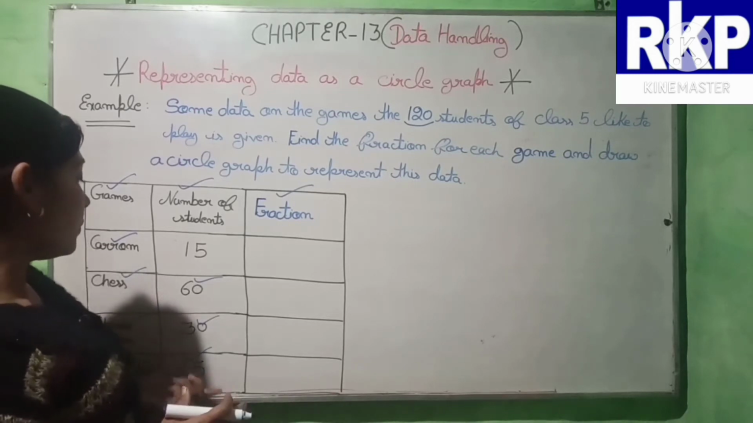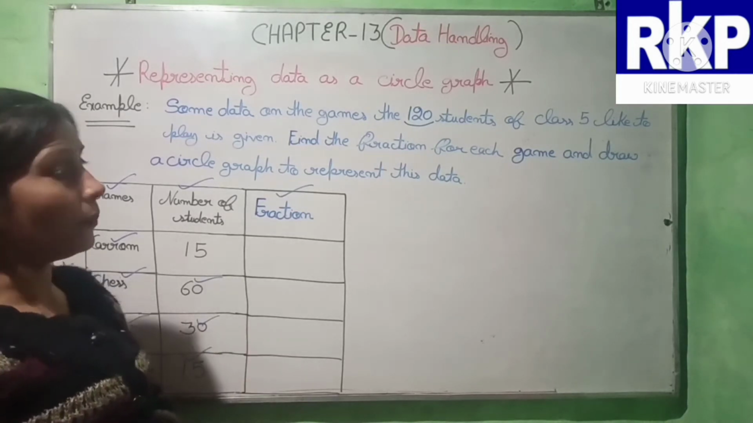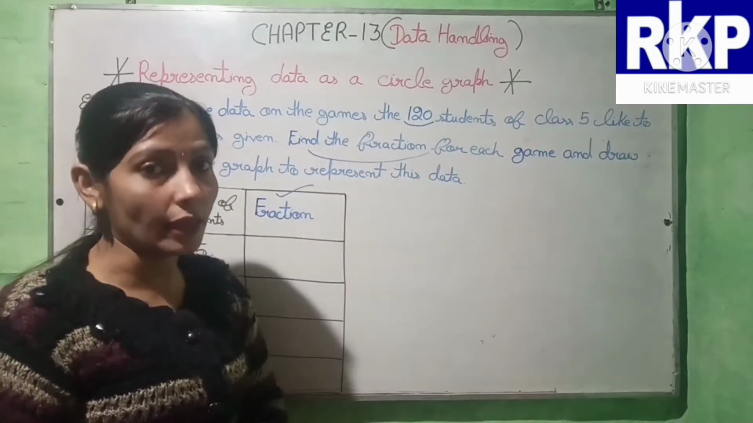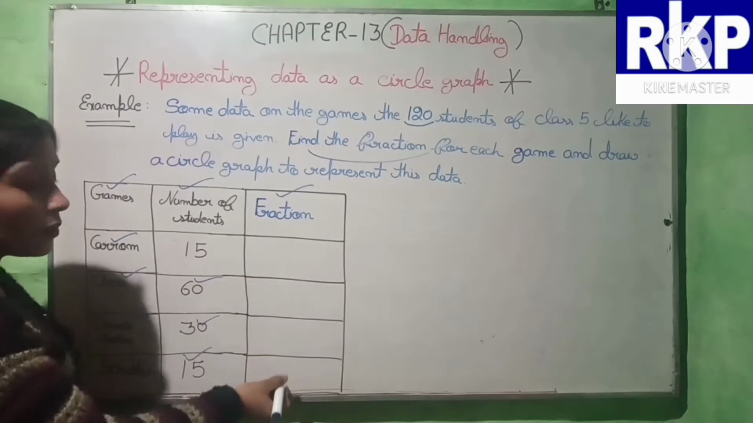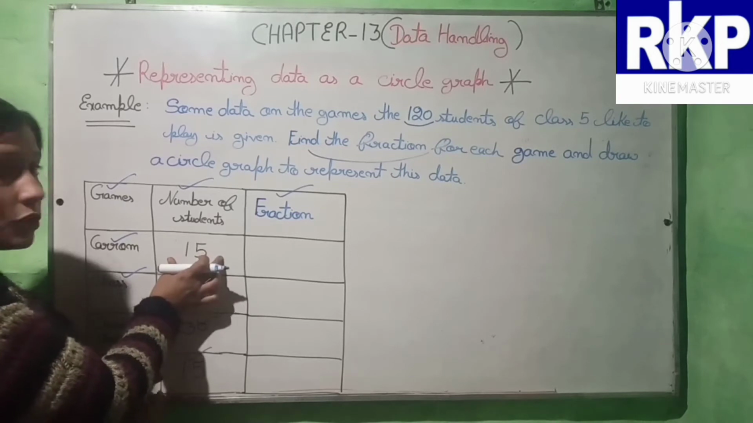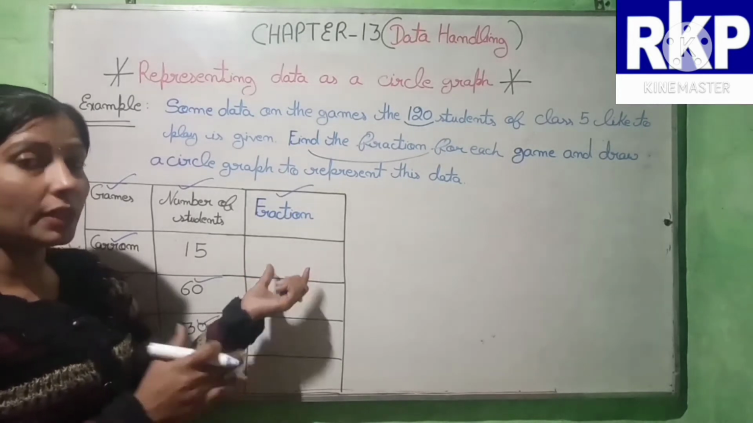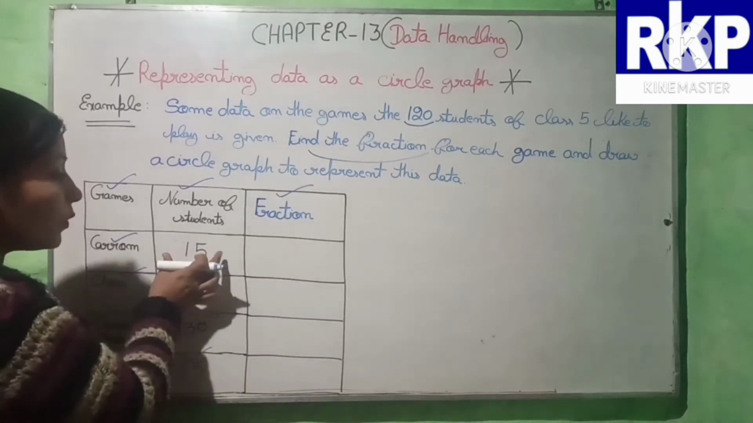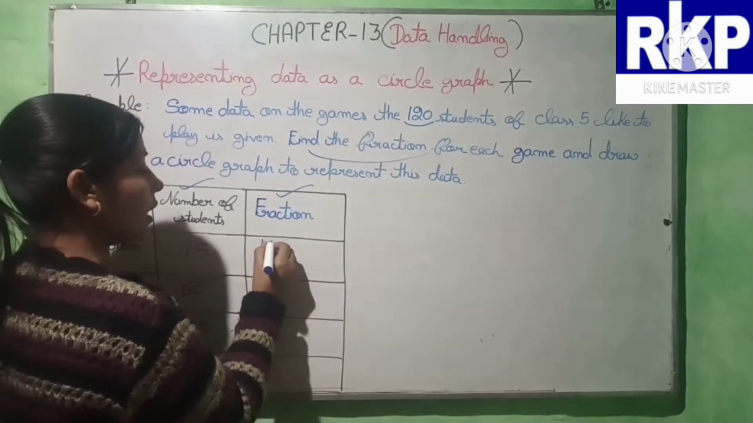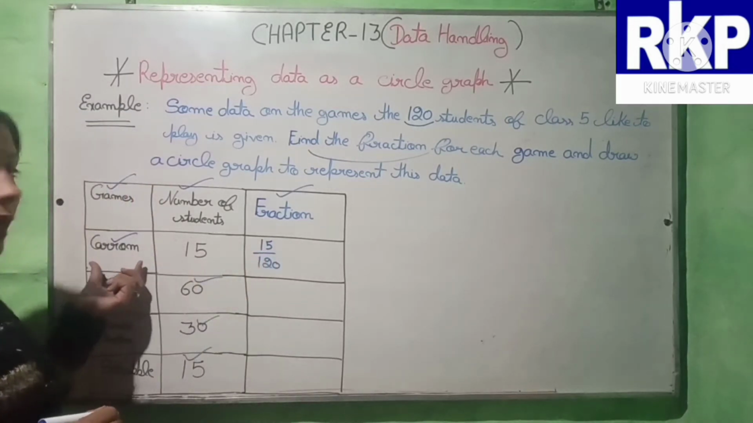Now, we have to represent this data in a circle graph. But beta, first of all, we have to find out the fraction for each game. So here we have to write the fraction for each game. Here we have 15 students for this game. So here we have to write the fraction. But how can we write the fraction? Yes, 15 out of 120, for those who like to play carom.